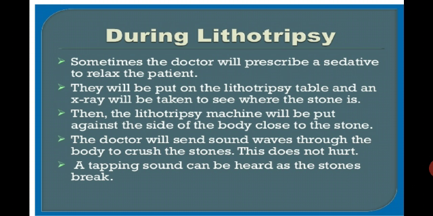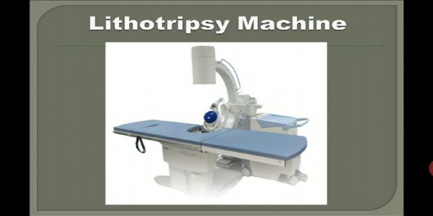So what happens during the lithotripsy procedure? Sometimes the doctor will prescribe a sedative to relax the patient. They will be put on the lithotripsy table and an x-ray will be taken to see where the stone is. Then the lithotripsy machine will be put against the side of the body close to the stone. The doctor will send sound waves through the body to crush the stones. This does not hurt. A tapping sound can be heard as the stone breaks. So here you are watching the lithotripsy machine.